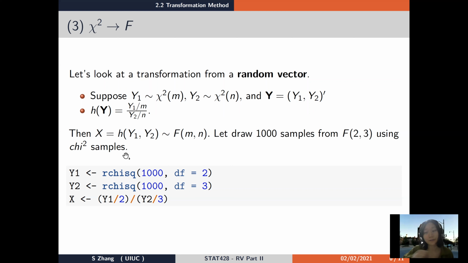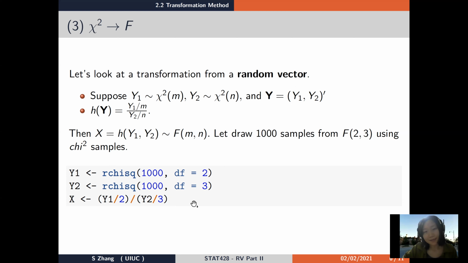So let's try to apply the transformation method where we first draw from chi-square, and then we apply the transformation and convert that to F-distributed samples. So again, the code is quite simple. We only have 3 lines. We first draw y1, which will follow the chi-square distribution with degrees of freedom 2, as we have seen over here. y2, let's draw 1,000 samples from the chi-square distribution with 3 degrees of freedom. So n equals 3. And now let's apply the transformation. Here let's set a new vector x to be the ratio between y1 divided by 2 and y2 divided by 3.